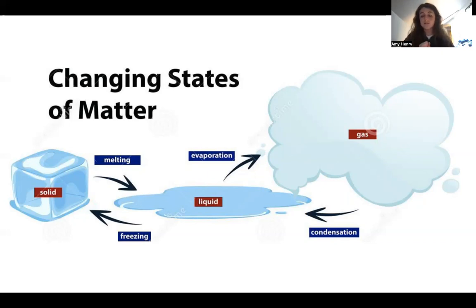So condensation would stick to something like a window, and then condensation, if it heats up, it can turn back into a liquid. And then from a liquid, it can freeze. So it would go from looking like this to freezing and having the molecules be right beside each other.